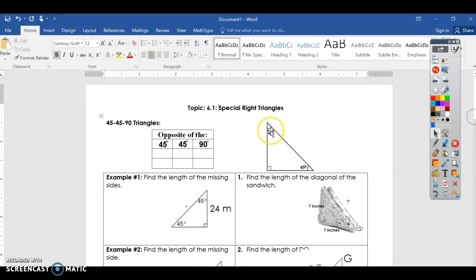This is topic 6.1, special right triangles. This should be a review from geometry. Hopefully you remember it. So there's two different types of special right triangles.